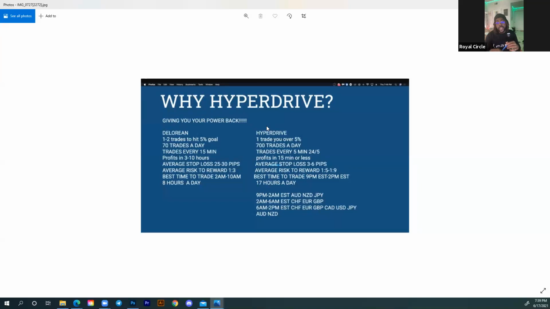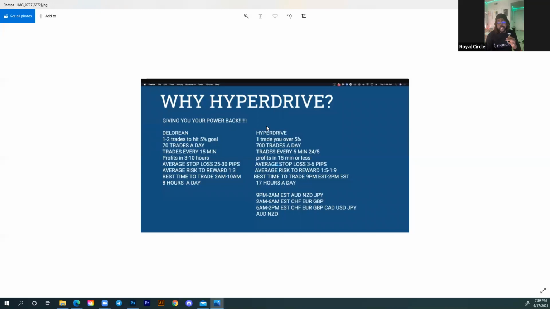Best time to trade Hyperdrive is 9 p.m. Eastern Standard Time to 2 a.m. Eastern Standard Time. This gives you the ability to trade within a 5-hour window. So if there's a trade caught within that time window and it aligns with the 4-step process, that's a trade that you could take. So from 9 p.m. Eastern Standard Time to 2 a.m. Eastern Standard Time, that's your window.